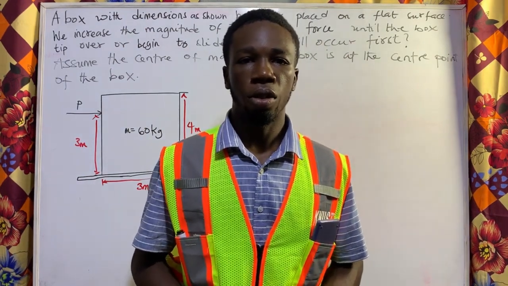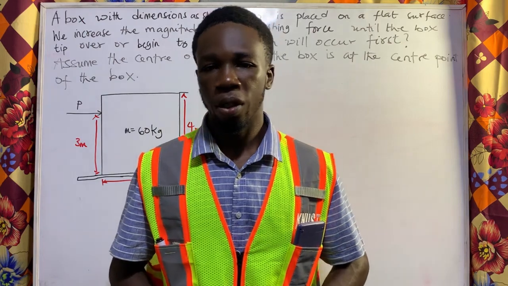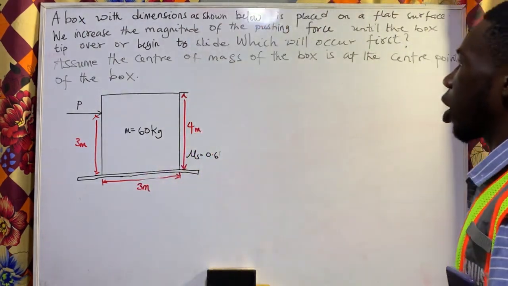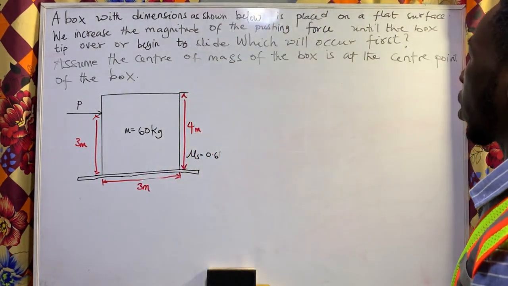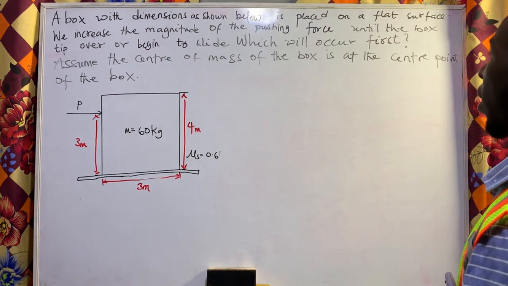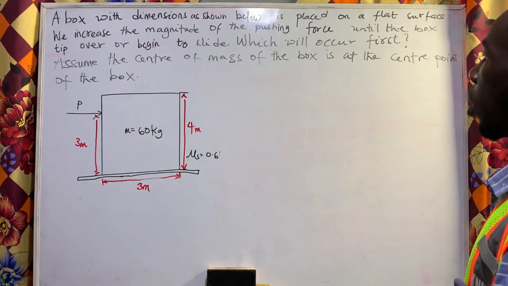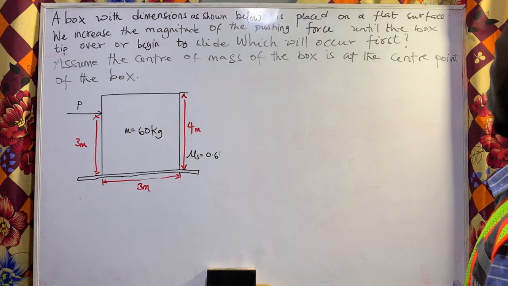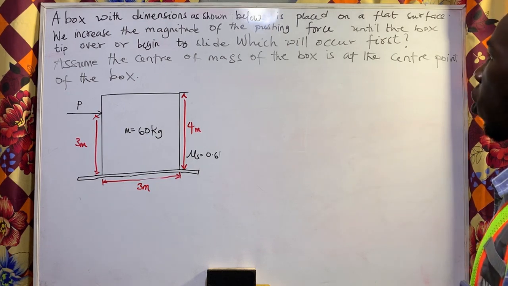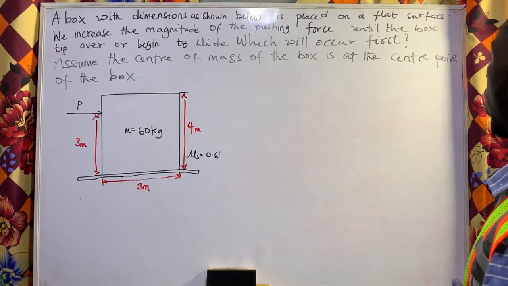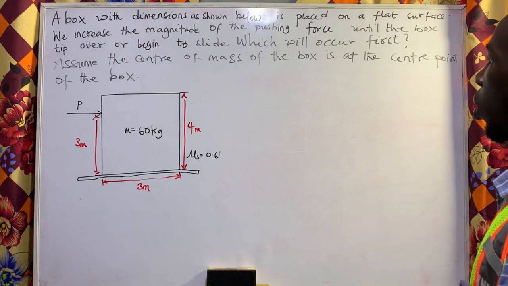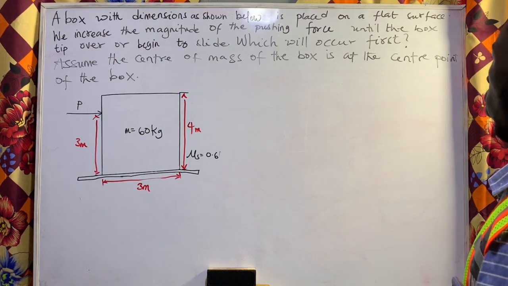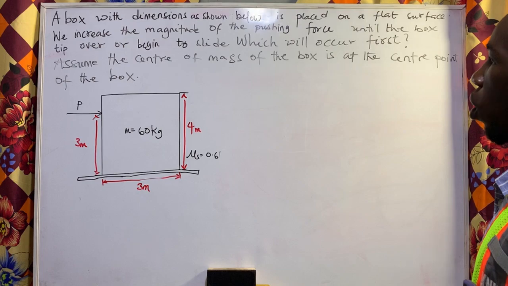In this video, I'm going to solve this question I have on the board. The question says a box with dimensions as shown below is placed on a flat surface. We increase the magnitude of the pushing force until the box tips over or begins to slide. Which will occur first? Assume the center of mass of the box is at the center point of the box.